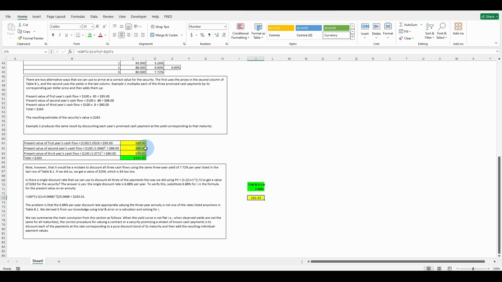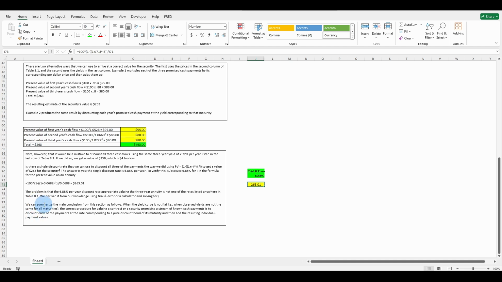And notice what the price did? It went to 262. If we go to 9, what happens? 253. If we go to 8, we get 257. You need to match this 263, 6.88, and this is just trial and error. Been doing it for a million years, and it works. The problem is that the 6.88% per year discount rate for the 3-year annuity is not one of the rates listed anywhere in table 8.1. We derive it using trial and error.